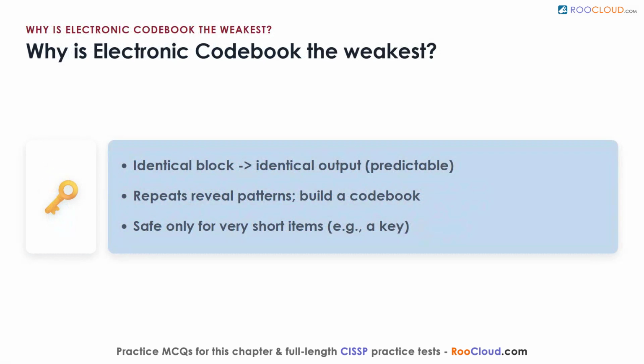Why is the simplest mode also the weakest? Because electronic codebook mode encrypts every identical block into the exact same output. That predictability is its downfall. An eavesdropper who sees repeated ciphertext knows the underlying plaintext repeated too, and can slowly assemble a codebook of patterns. So this mode is safe only for very short items, like encrypting a single key. Picture a printer that stamps the same word with the identical stamp every time. Anyone watching quickly learns to read your output.